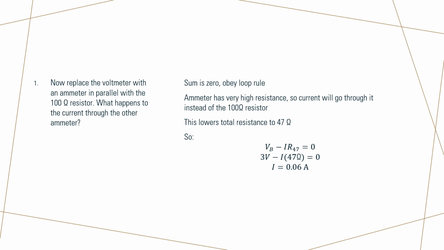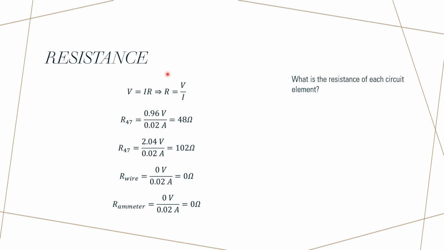Now we're going to calculate the resistance of each component from the modeled version. So we're going to divide each voltage drop by the current. And so we got 48 ohms, 102 ohms, and then the wire and ammeter have 0 voltage drop, which means that it's going to be 0 ohms. You can see that these don't quite align. That's mainly due to rounding errors and human mistakes.